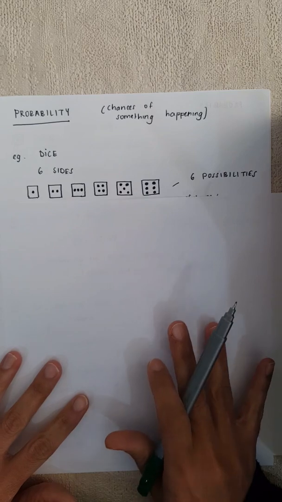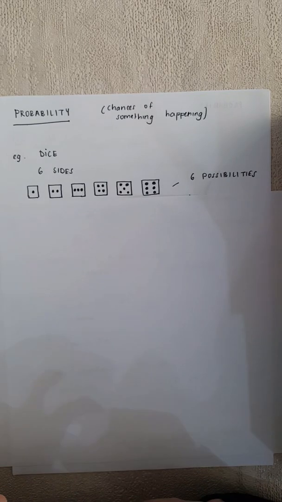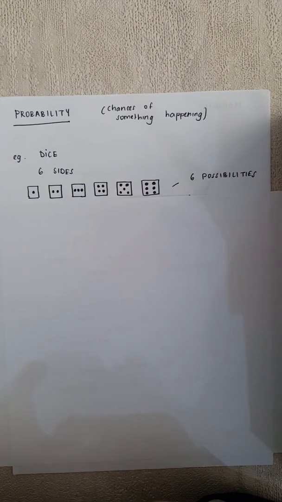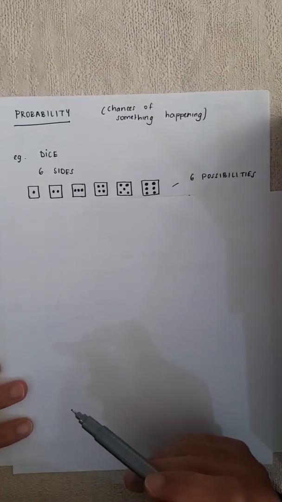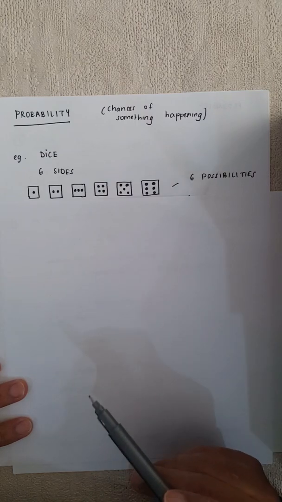It's quite nice and easy. When you talk about probability, we mean the chances of something happening. So I'm going to use a dice to explain what we are talking about. If you have one at home, please have a look at it.